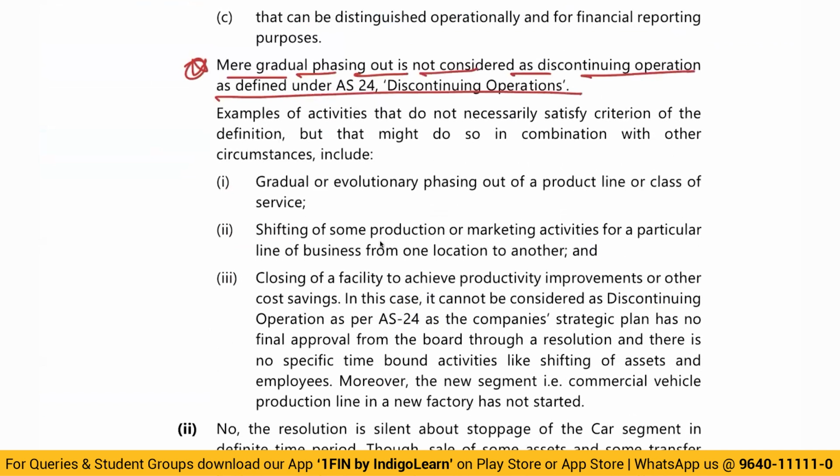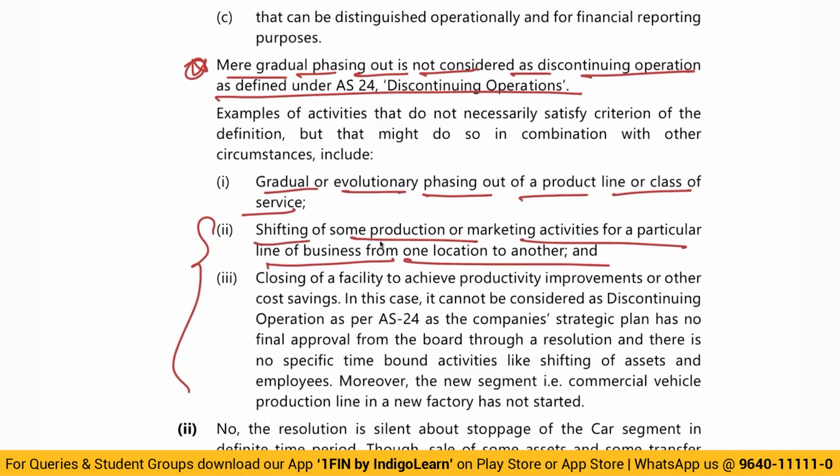Okay. So in this, do we need to write all of these things? That depends on the question. Here, we can say gradual or evolutionary phasing out of a product line or class of service in itself is not a discontinuing operation. Same way, shifting of production or marketing activities for a particular line of business is also not a discontinuing operation. Third is not relevant in this particular case.